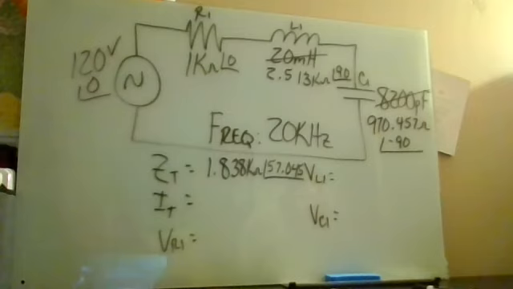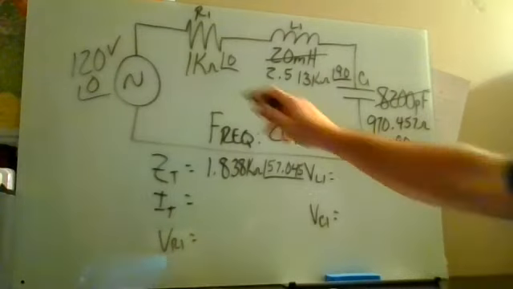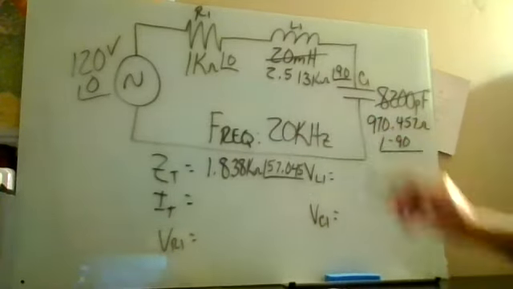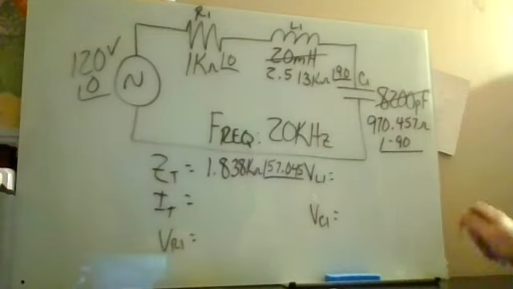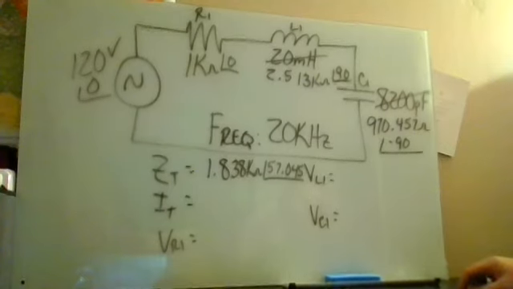Well, I think I did something wrong. Did you not get that for Z total? No. Just add all these up. Make sure you put the angles in there. I did. 1K, angle 0. 2.513K, angle 90. 970.457 at an angle of negative 90. And hit equals.